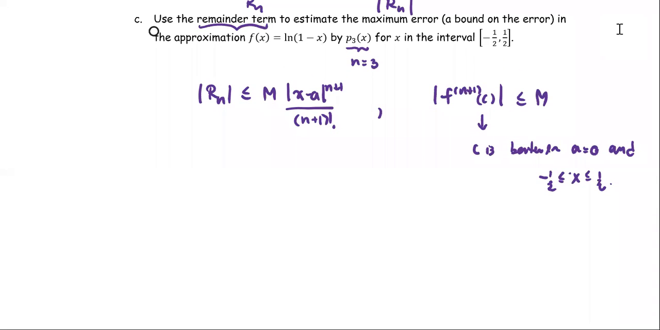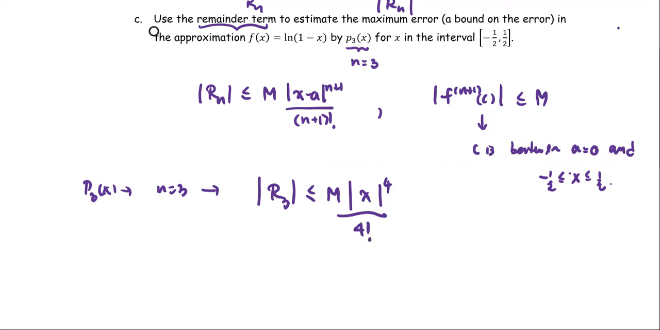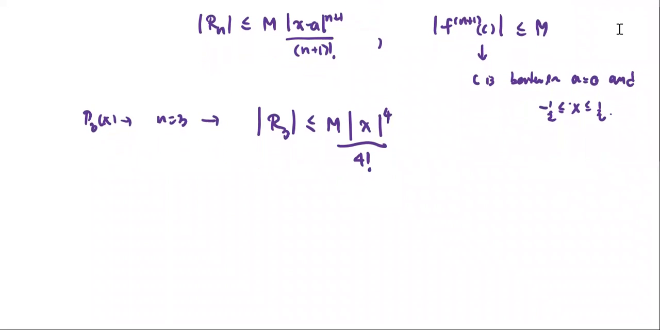Using the Taylor polynomial of degree 3, so n equals 3, we are going to estimate the maximum error R3, which is less than or equal to M times the absolute value of x minus a, which is 0, or the absolute value of x to the power 4, divided by 4 factorial. So we're going to find the M and then complete the inequality later.